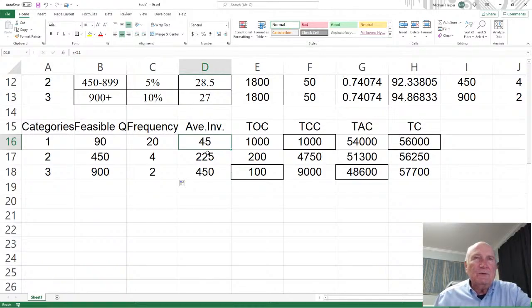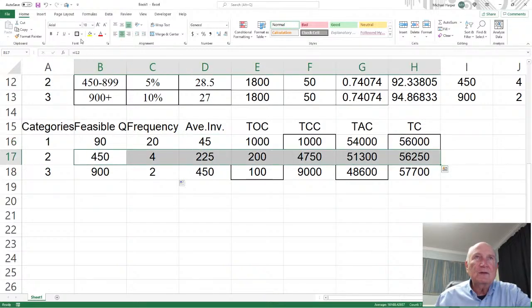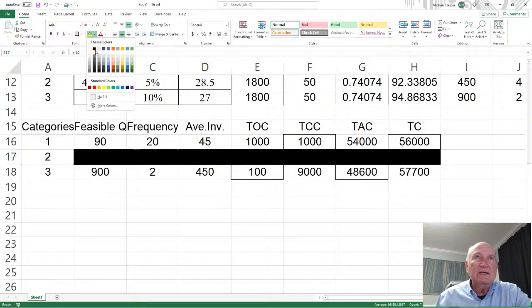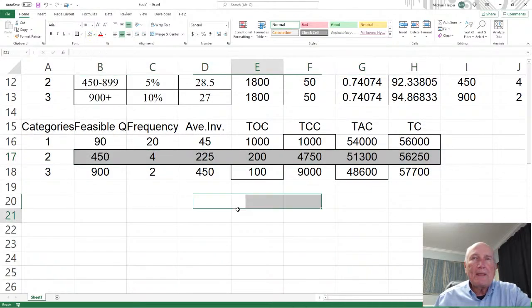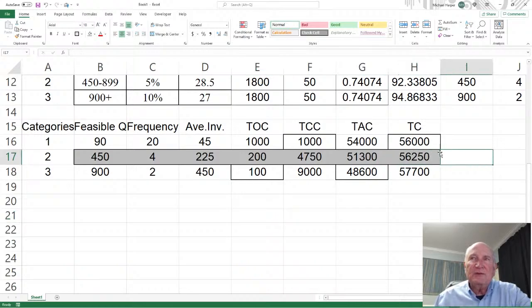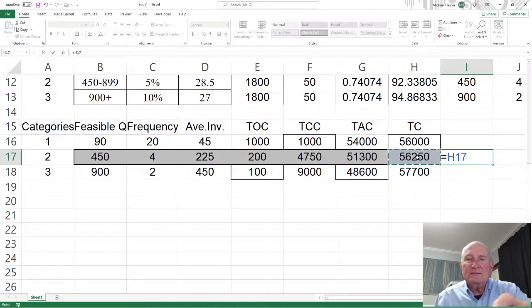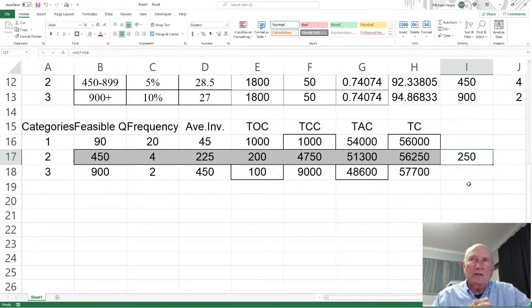Okay, so but another possibility is the middle one here. Look at 450. Let's look at this right here. Let's box that in. Let's shade it, and let's look at that. Well, it's not the minimum cost. But what's the difference between this and the minimum cost? Well, we can see here it is $250 over a year. So in a total cost of over $56,000, we're looking at a difference of $250.